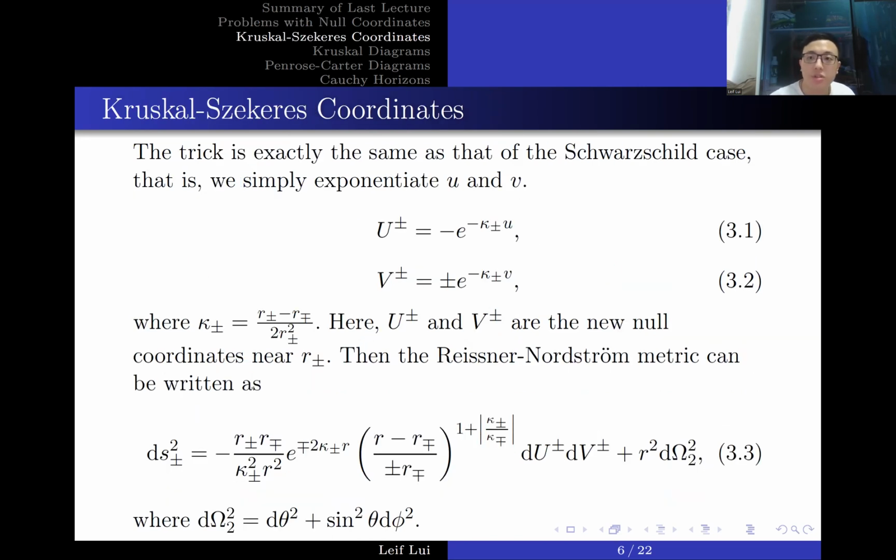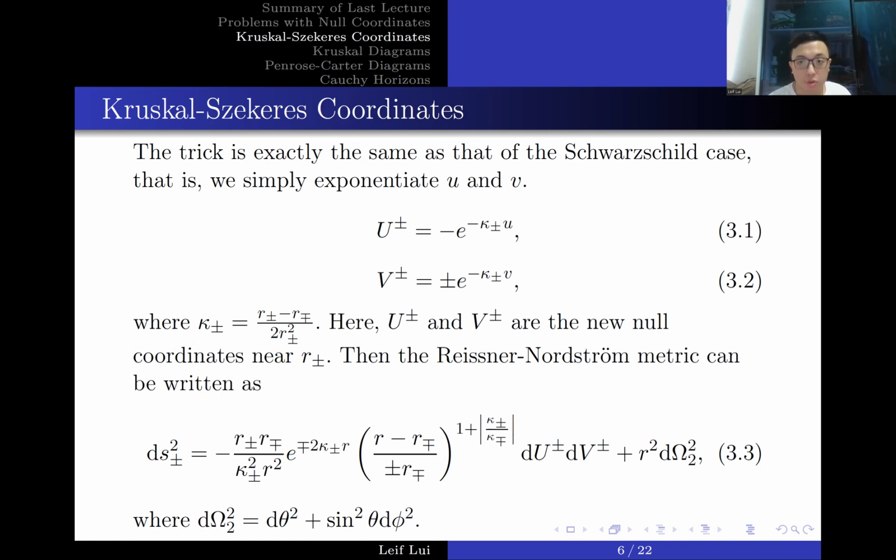So let us introduce Kruskal-Szekeres coordinates, and we have done this in a couple lectures back in the Schwarzschild case, and the trick is essentially the same. So basically, for the Schwarzschild case, we just exponentiate u and v to get rid of the singularities in the logarithm, and we do the same here. But there are some subtleties.